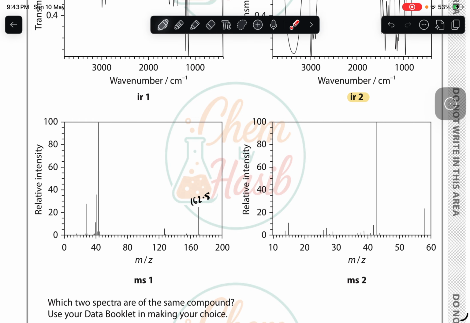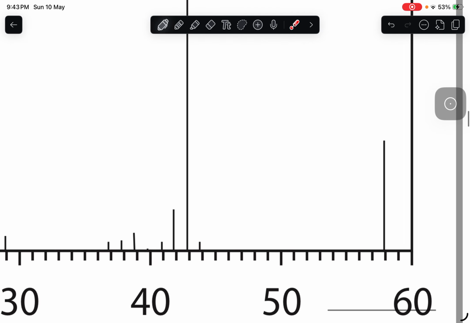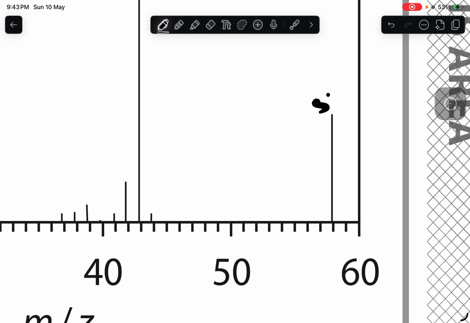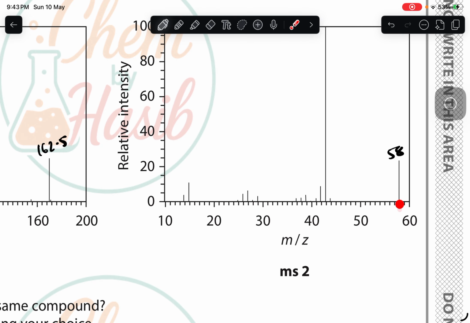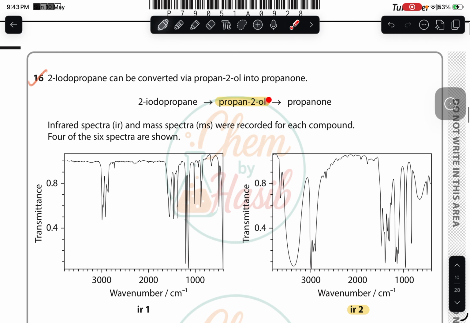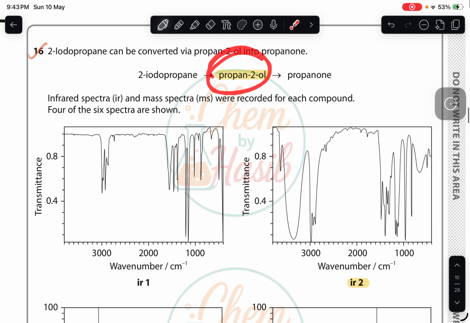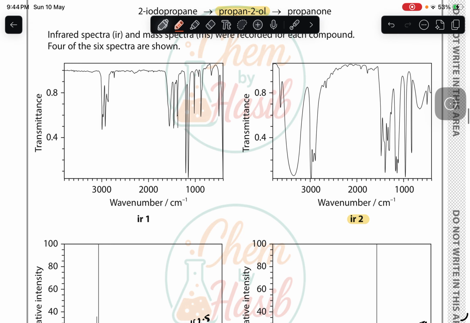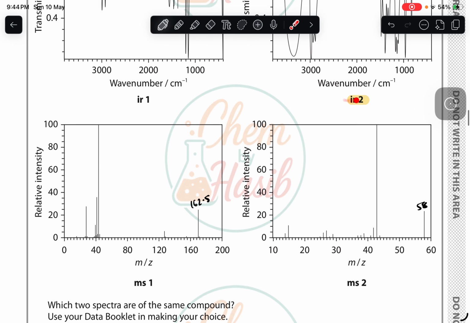Let us compare IR2 and MS2. In MS2, the molecular peak is 58, so the molar mass is 58. The alcohol propan-2-ol has a molar mass of 60. Propan-2-ol is CH3, CH2, 43, and 17 is 60. So propan-2-ol is 60, right? Therefore, IR2 and MS2 are not for the same compound.